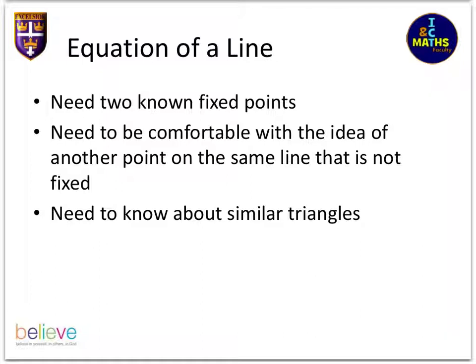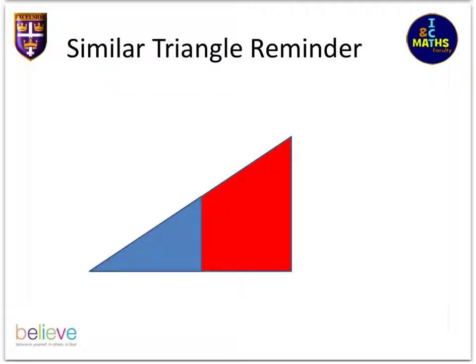So just to recap, I did say that to find the equation of a line, or to make sense of my explanation of it, we'd need to know two fixed points. We've looked at them. You need to be comfortable with the idea of another point on the same line that's not fixed. So two fixed points either end and a point in the middle that perhaps could move up and down at any position on that line. And you also need to know about similar triangles, and it's this that I want to check next. This is your similar triangle reminder.